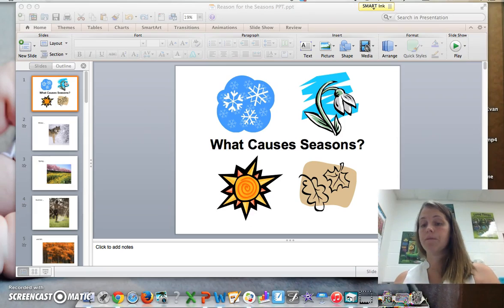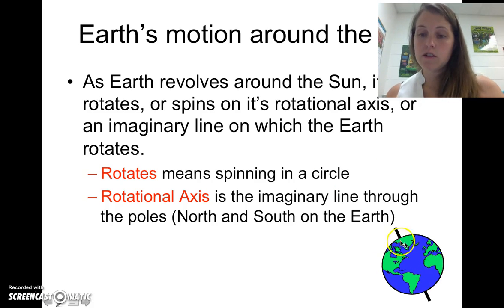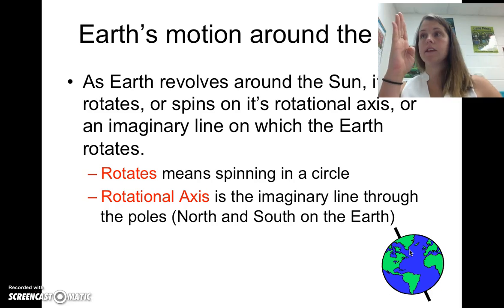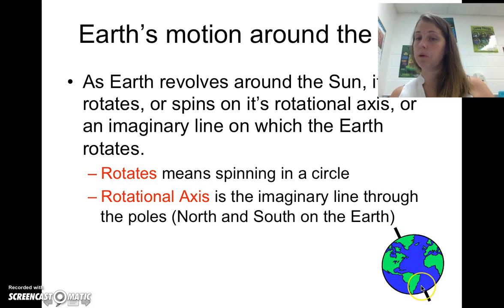So I'm going to move again. Here's Earth. The Earth is actually not sitting up and down like this. This is in the North Pole and this is in the South Pole. Instead, Earth is tilted 23.5 degrees. This is the North Pole and this is the South Pole. On here, here's the North Pole, here's the South Pole. Okay, it is tilted, so it's not exactly perfect.